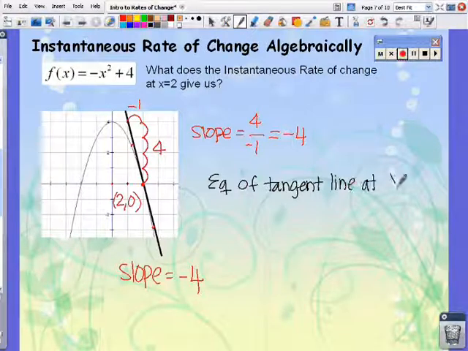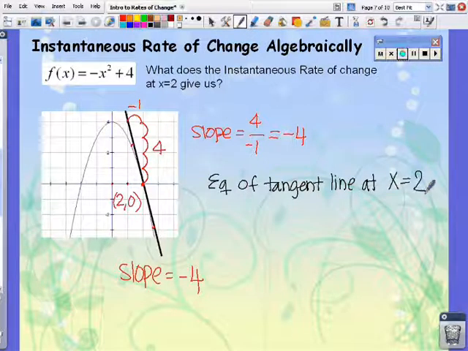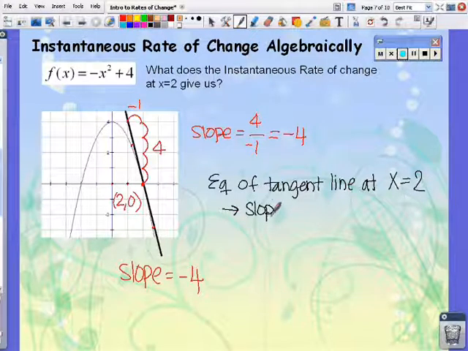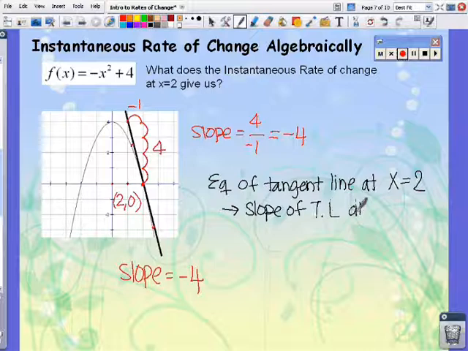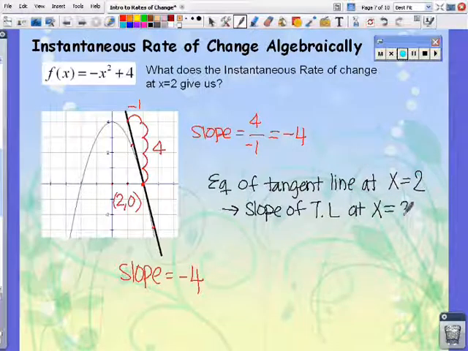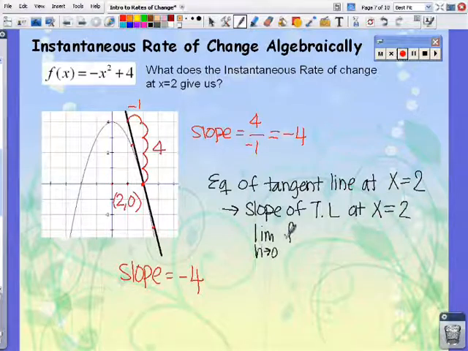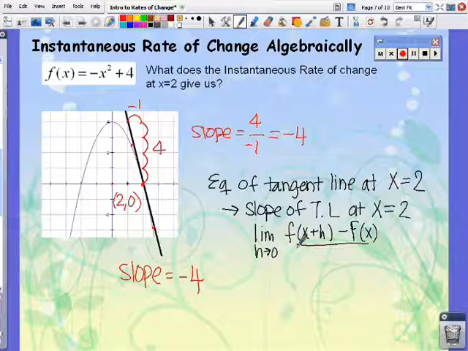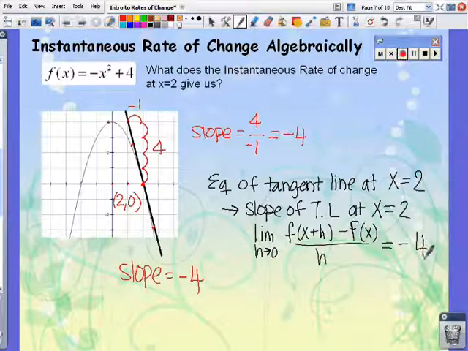And what are the two things that we need when we find the equation of a tangent line? We need the slope of the tangent line at x equal to 2. And how do we do that? We use the difference quotient. We do the limit as h goes to 0 of f of x plus h minus f of x all over h, which we just did, and we found that that value was -4, so I'm not going to redo that. The second thing we need is a point.